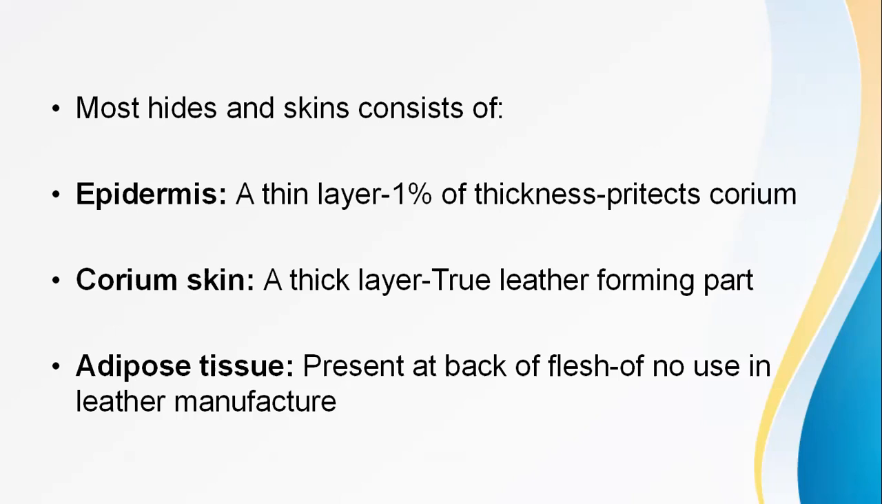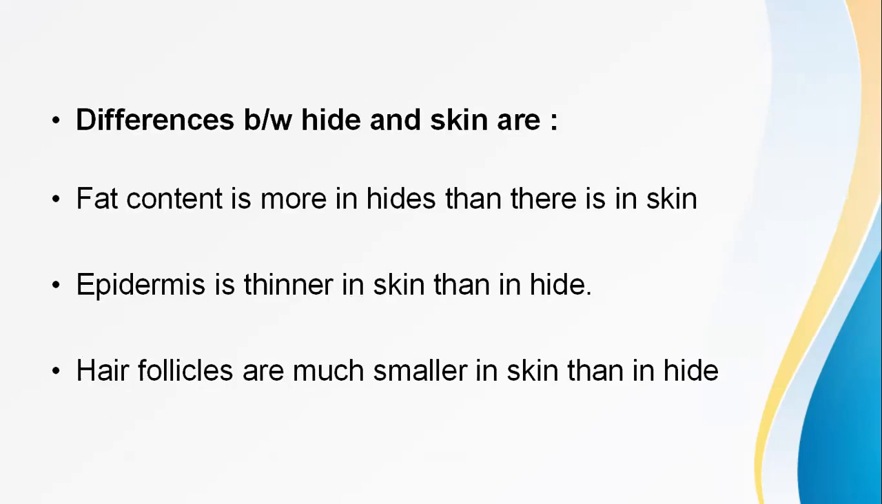Moving towards the next slide, know more about the tanning industry. What are the main differences between hide and skin? Fat content is more in hide than in skin because hide is much thicker than skin. Epidermis is obviously thinner in skin than in hide. Hair follicles are much smaller in skin than in hide. These were the main differences between the hide and skin. So the chemistry of hide and skin is covered.